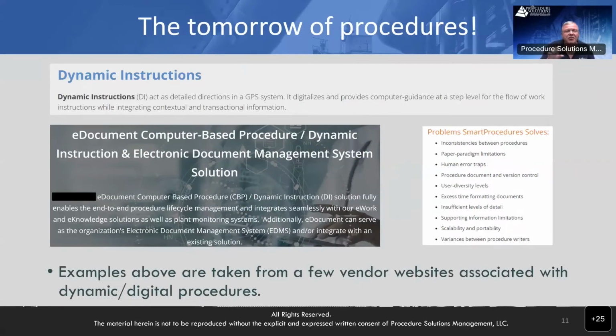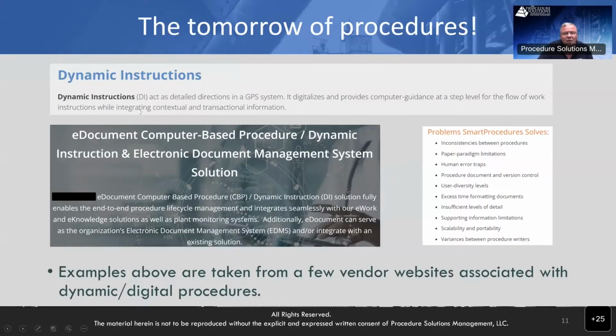Here are a couple of excerpts I took from a couple of the vendors that I saw recently at a conference, and I kept the names off of it. This was all public information because it comes right from their website. But just what are we talking about? Dynamic procedures or dynamic instructions. So let's look at the first one.